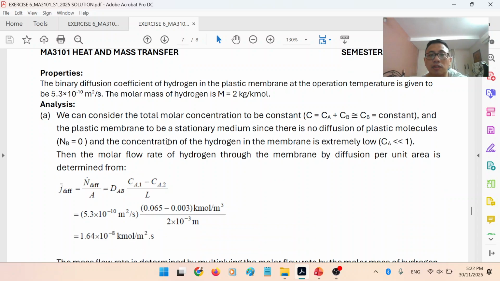Okay, we can consider the total molar concentration to be constant. Our C equals CA plus CB, approximately CB equal to constant, because on the other side the CA is actually 0. There is no concentration at the beginning outside of the membrane. So there is no diffusion of plastic molecules, so NB equals 0. The plastic is not diffusing.